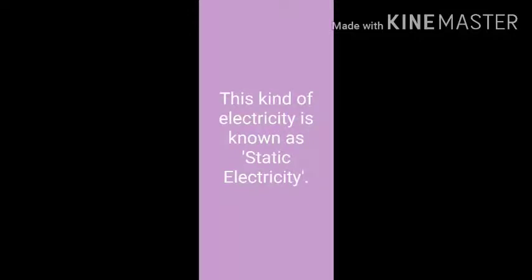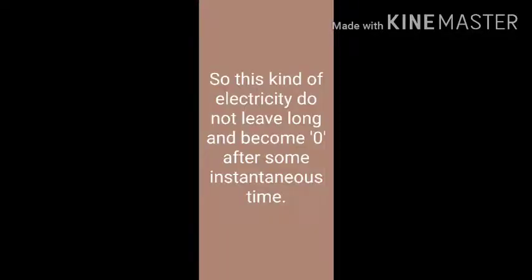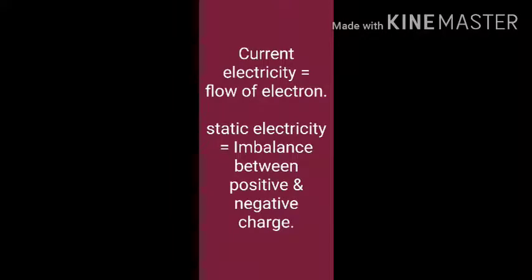This kind of electricity is known as static electricity. Due to rubbing, the glass rod lost its electrons and became positive, and the silk cloth became negatively charged. After some time, when we bring the electrified elements in contact, they will not attract or repel each other, because within this time they balance their electrons and protons. So this kind of electricity does not live long and becomes zero after a short time.